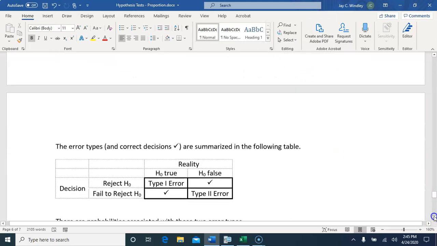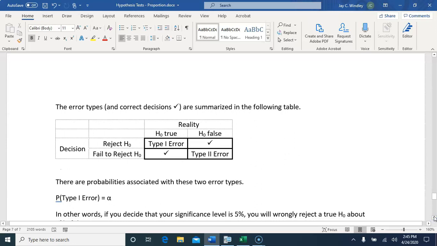This is often summarized in books in a table that looks something like this. The reality of the situation is either H0 is true or H0 is false. The decision we make is we either reject H0 or we fail to reject H0. If H0 is true and we reject it, that's an error. If H0 is true and we fail to reject it, that's a correct decision. If H0 is false and we reject it, that's a correct decision. If H0 is false and we fail to reject it, that's a type 2 error.